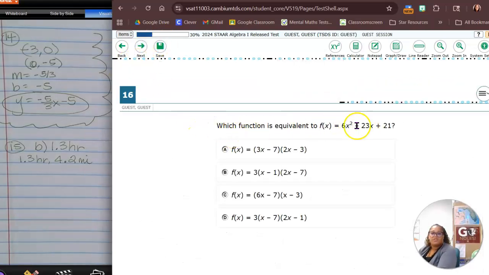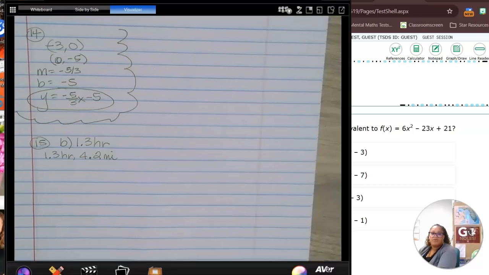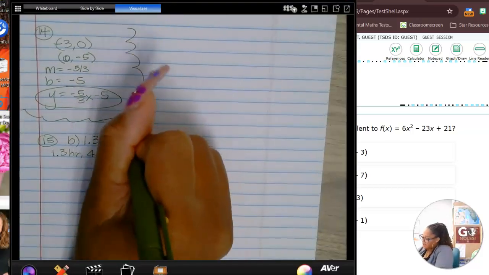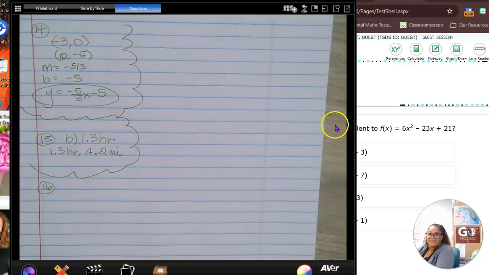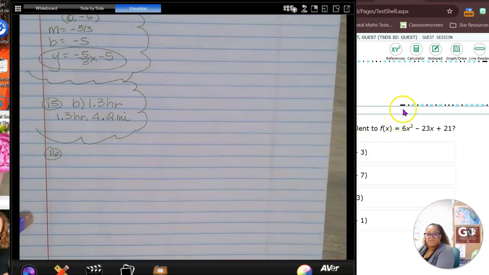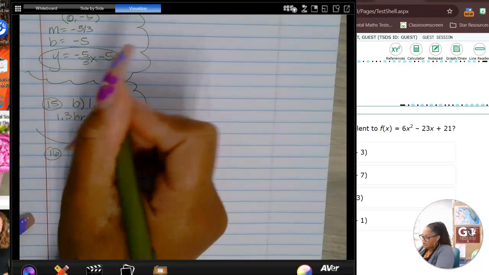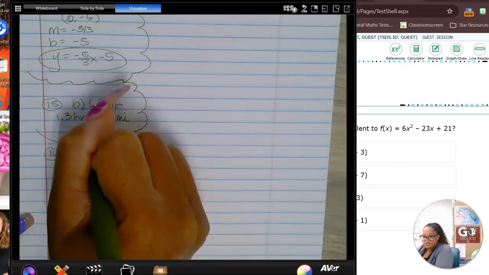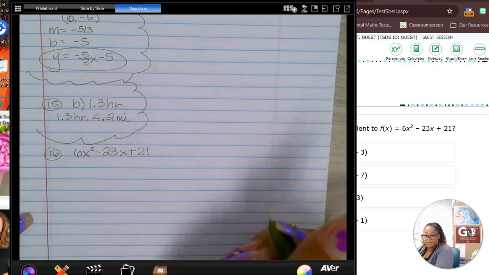All right, it says which function is equivalent to 6x squared minus 23x plus 21. This is one of the ones that I really need y'all to use Desmos for. So we're going to write down the answer choices and the main question. So 16. Notice I don't type in f of x when I go to Desmos. That's just too many extra characters to type. I only need that when they mention the parent function. So I'm sure there's going to be a question like this with the parent function later on. So I'm just going to say 6x squared minus 23x plus 21.